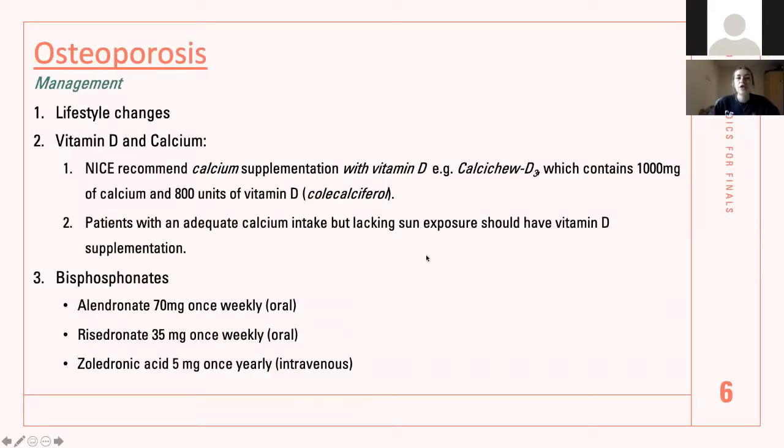That contains 1,000 milligrams of calcium and 800 units of vitamin D. Patients that have got enough calcium intake in their diet, but they don't have much sun exposure, which is basically everyone in the UK, should be given vitamin D supplements as well. You can also, bisphosphonates is also first-line treatment for osteoporosis.